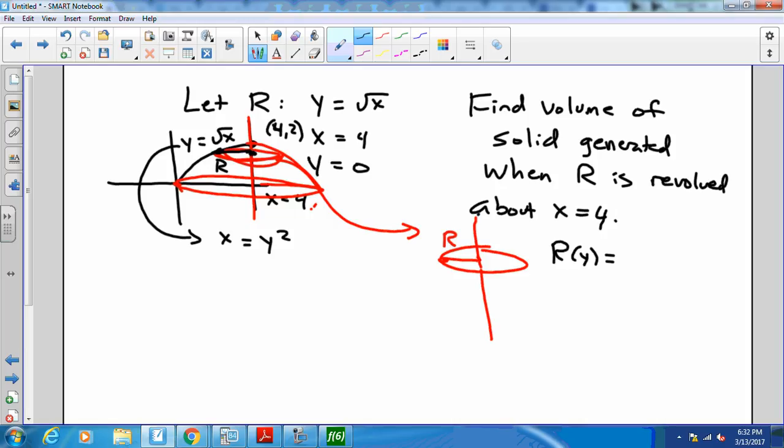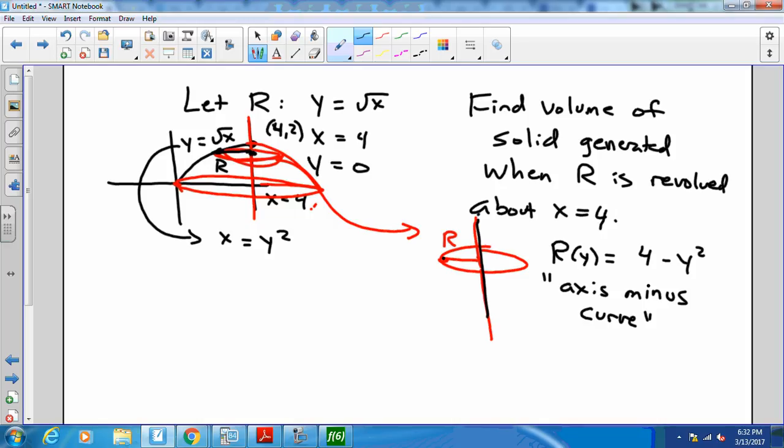So the radius as a function of y is going to be equal to, we need for x to be written in terms of y. So the radius as a function of y is going to be equal to the axis minus the curve. Notice that I turned my slogan around because my axis was to the right of the original curve over here.